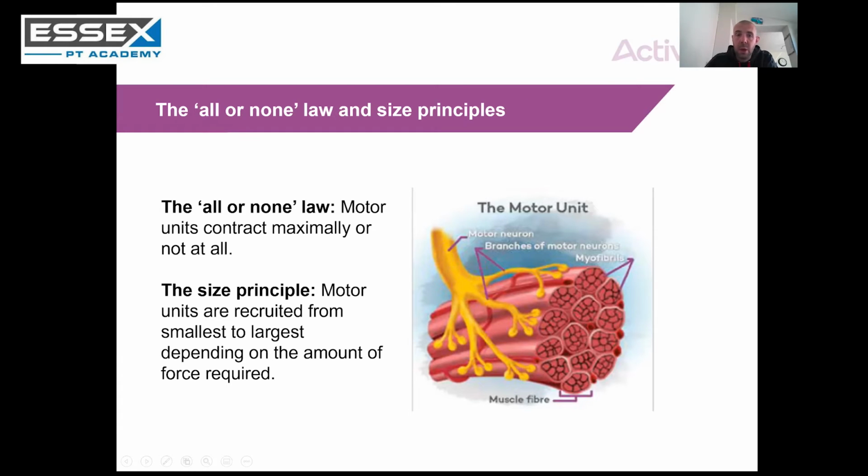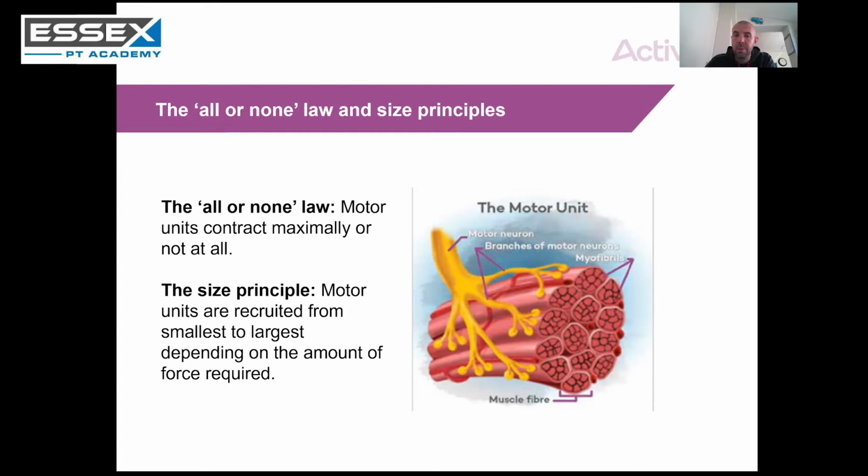So the all or nothing law. Motor units contract maximally or not at all. So what is a motor unit? Okay, so we can say that, but it doesn't mean anything if you don't understand what that is. So a motor unit, again, you cover it a little bit in level 2. It is a group of fibers or myofibrils and a motor neuron.